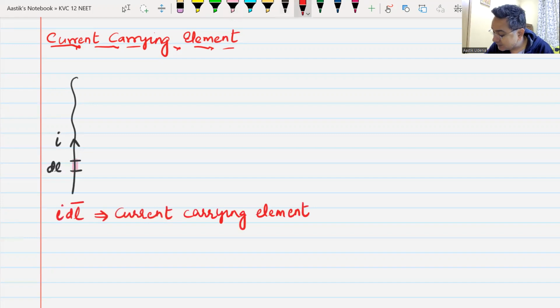And this current carrying element is a vector actually. It's treated as a vector. Then we must understand what is the direction of this vector. Any idea?